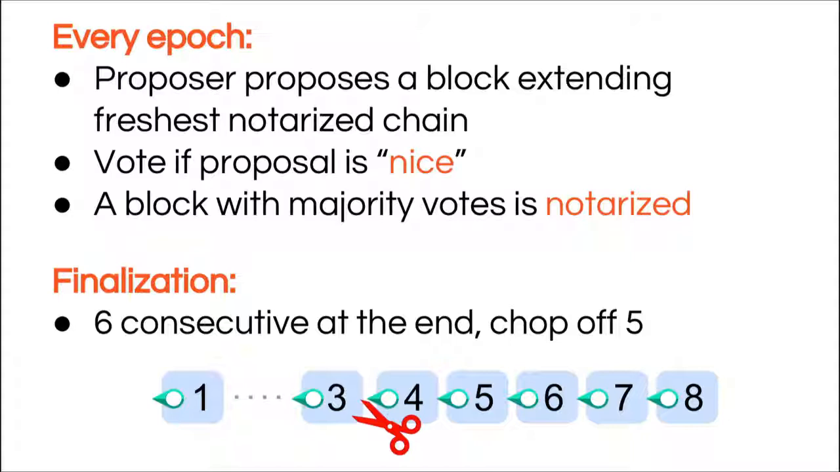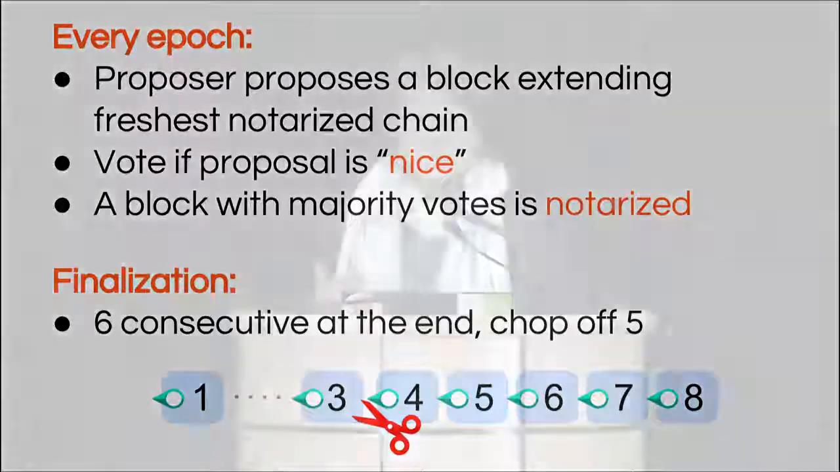Number two, the parent cannot be too stale. It must be reasonably fresh. When the block gains votes from the majority of people, it becomes notarized. Notarized doesn't mean final. So what is final? If at any point of time, I see some fully notarized chain ending at 6 consecutive epochs, and I haven't seen any conflicting notarization at these 6 epochs, I will chop off the trailing 5 blocks, and the prefix is final. So that's the protocol.